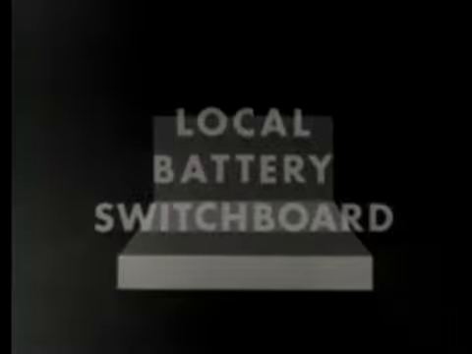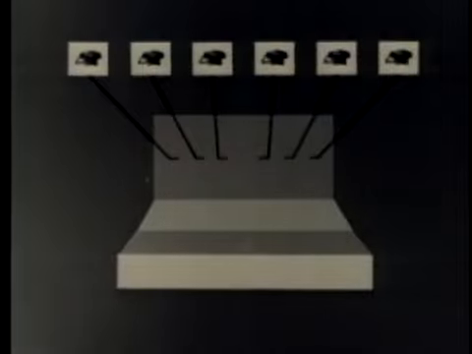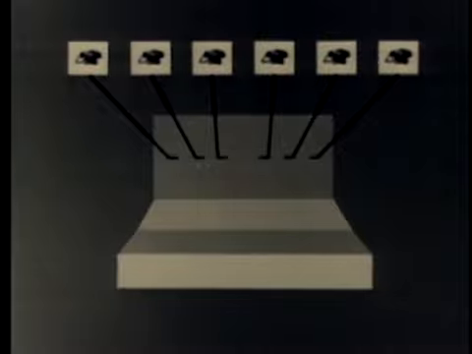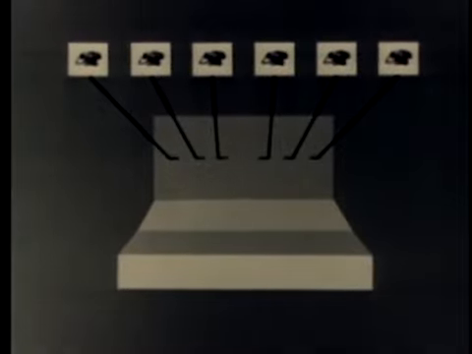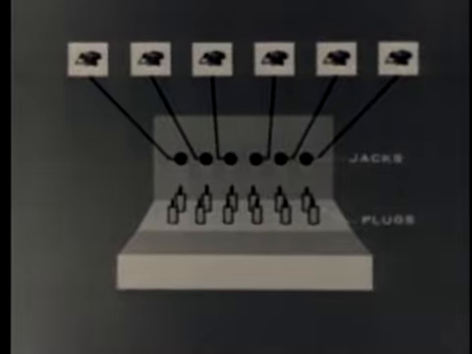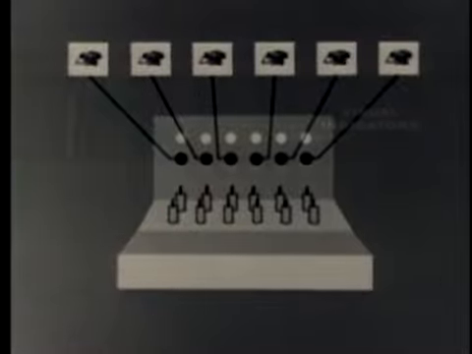First, let's consider the local battery switchboard. We can simplify our wire stringing by bringing only one line from a telephone to a central location and terminating it on a switchboard. Here, plugs and jacks are provided, allowing an operator to connect each station with any other station. A visual indicator allows a station desiring service to attract the operator's attention.